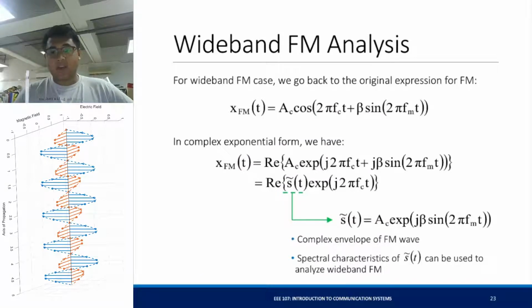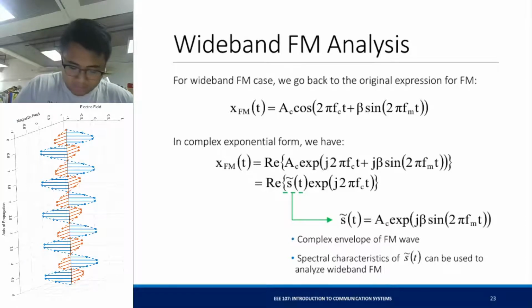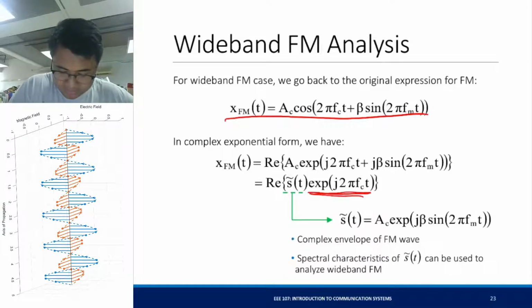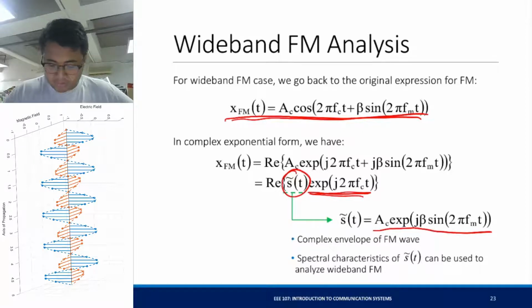Now let's look at the wideband case of your frequency modulated signal. So recall that we have this expression earlier. We can transform that to its complex baseband equivalent for an easier analysis. So in complex exponential form, we extract the complex carrier from this expression and get the complex baseband equivalent, which is equal to this function right here. So this is the complex envelope of your FM wave. And the spectral characteristics of this can be used to analyze your wideband FM.